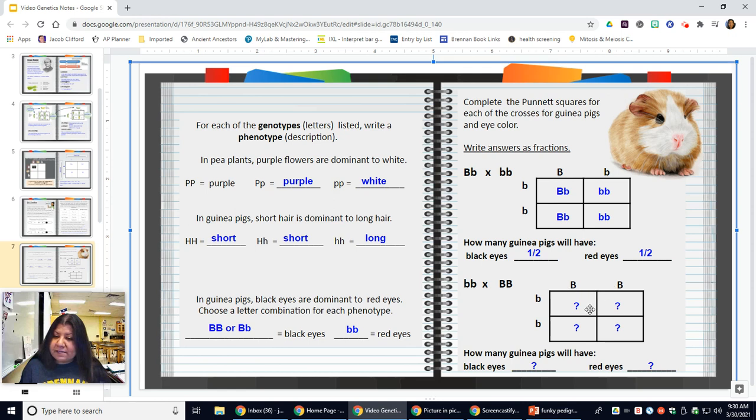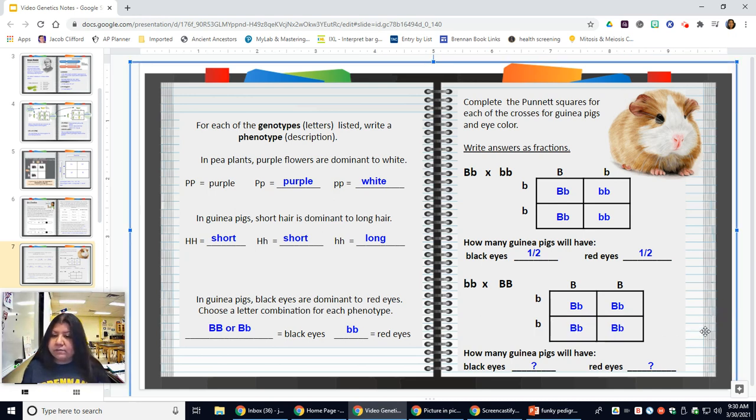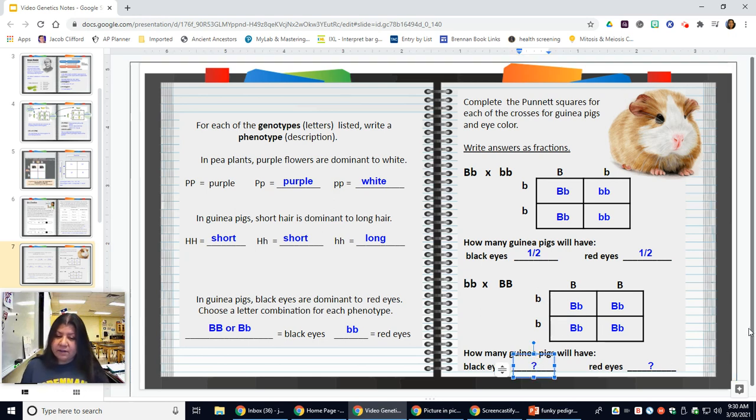Same thing here. My big B's are going to come down. My little b's are going to go to the right. So that means that in this case, all my guinea pigs are going to be big B, little b. Something to note, I do make sure to put my dominant allele first. It's not necessarily a rule, but it's something that is helpful when you're trying to figure out the genotype.